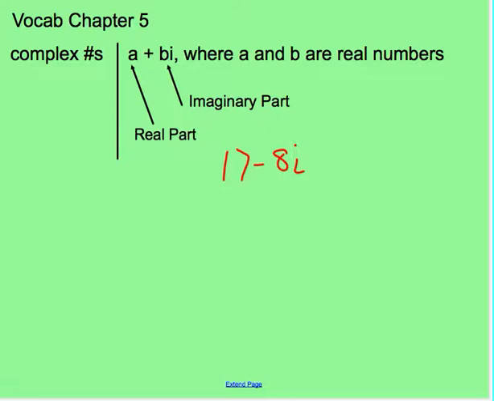So the real part could be 0, and we could have just negative 8i. That would technically be considered complex. And 17 would be considered a complex number because b would be 0. So there might not be any imaginary part to our complex number at all.